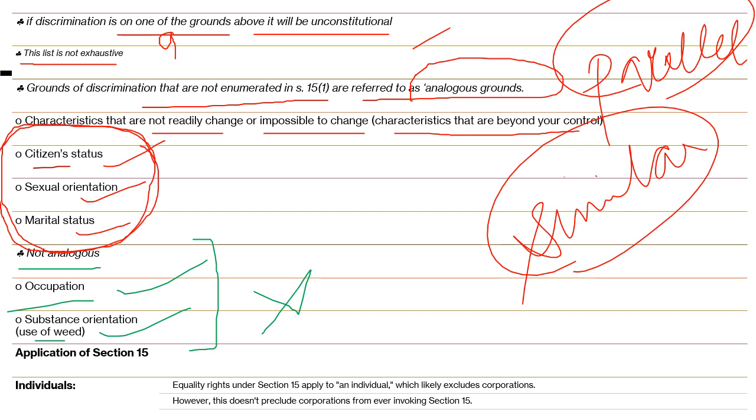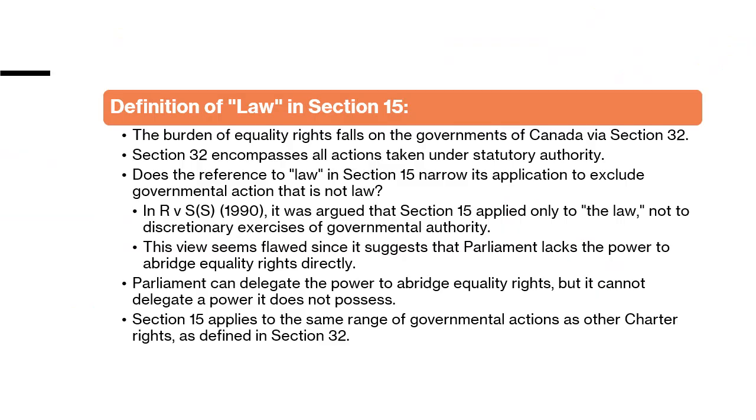So now, as we already discussed, section 15.1 applies to individuals. Now the definition of law in section 15. Firstly, you should understand that law means any legislation, statute, policy, or regulation that has been enacted by the governments of Canada.